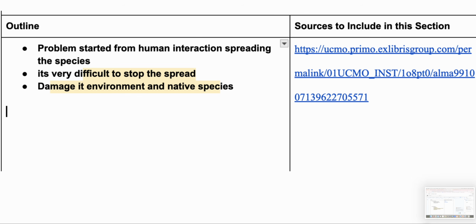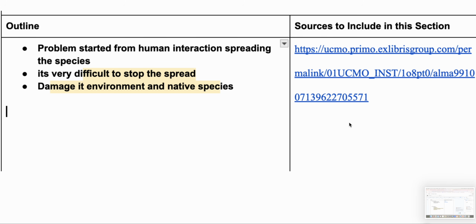This one's also not quite what we're looking for. You can see this is a whole section of causes. A problem started from human interaction spreading the species. Here we just have 3 points. There are no sub points here. So we can't really tell, would this be a paragraph? If so, what evidence would come in this paragraph? Or would this all be in one paragraph? If so, what's the main idea versus the sub points? So there's not that clear hierarchy that we expect in outlining.